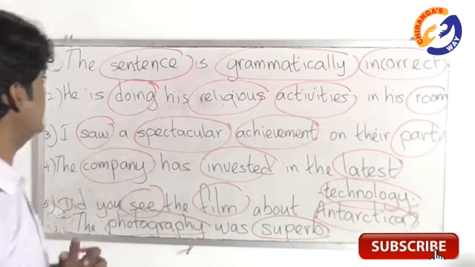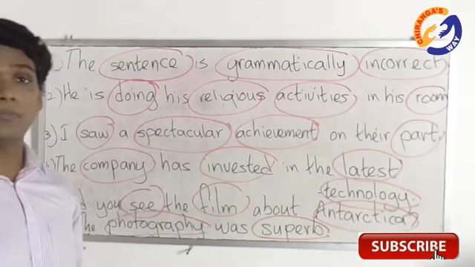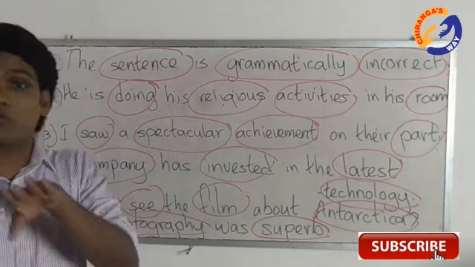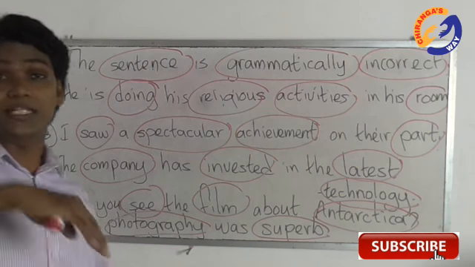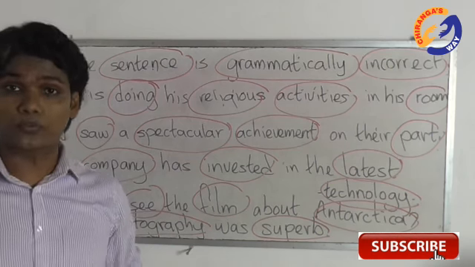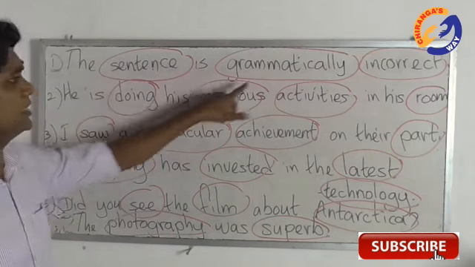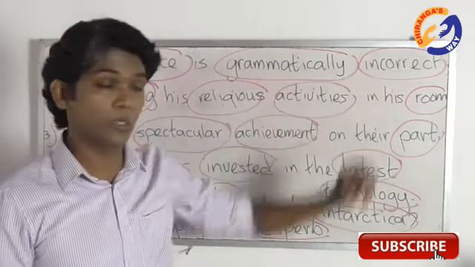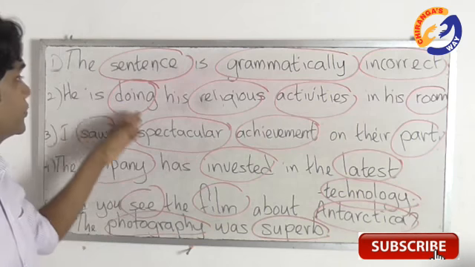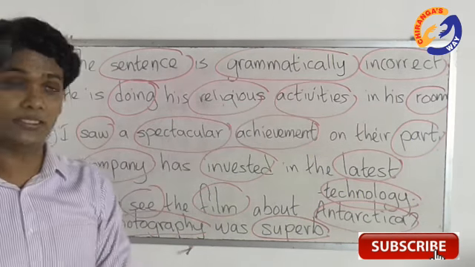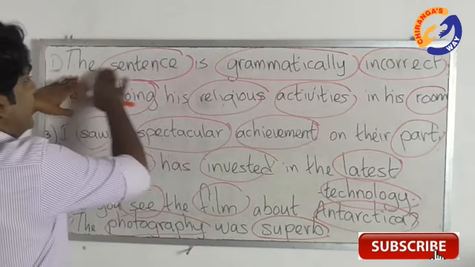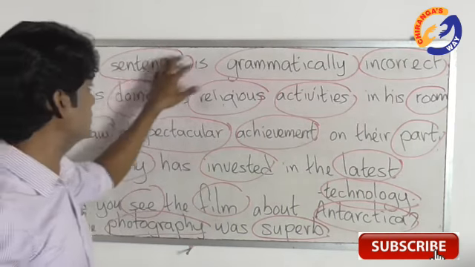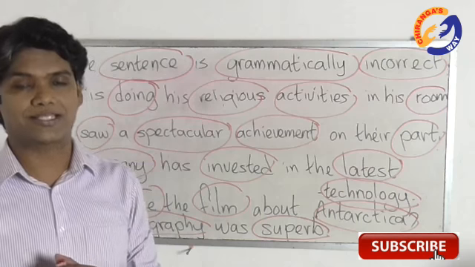Listen again. The sentence I was reading, the sentence is grammatically incorrect. It is not flat. Listen. He is doing his religious activities in his room. And again, the sentence is grammatically incorrect. This one, he is doing his religious activities. When you take a sentence, there are places that we have to stress. So these words are called the sentence stress.